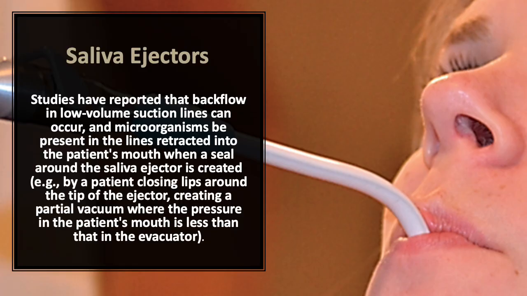Saliva ejectors. One of the saliva ejectors in the dental unit is the low volume. The most common problem with it is the backflow. Studies have reported that backflow in low volume suction lines can occur, and the microorganisms in the lines can be retracted into the patient's mouth when a seal around the saliva ejector is created. For example, if the patient closes his lip around the tip of the ejector, it will create a partial vacuum where the pressure in the patient's mouth is less than that in the evacuator, which will cause the backflow.